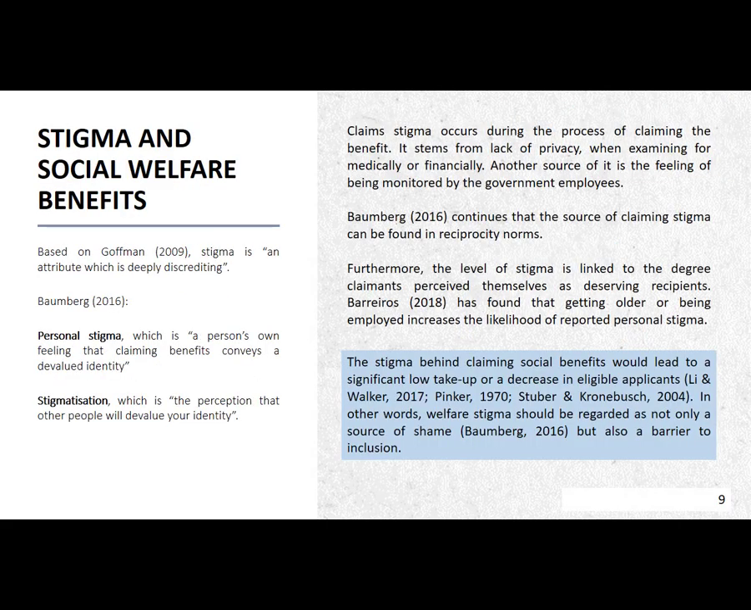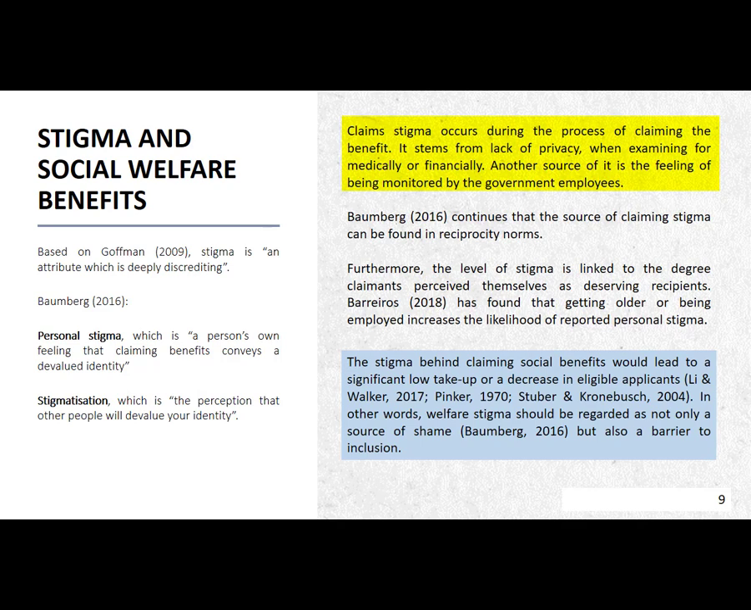Based on Goffman, stigma is an attribute which is deeply discrediting. Baumberg has highlighted the fact that stigma has various sides. One of them is personal stigma, which is a person's own feeling that claiming benefits conveys a devalued identity. Another side of it is stigmatization, which is the perception that other people will devalue your identity. Claims stigma occurs during the process of claiming the benefit.